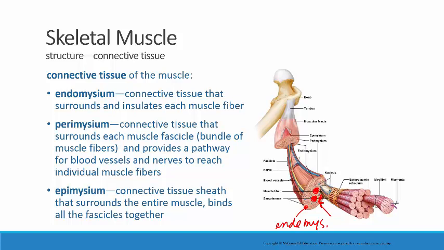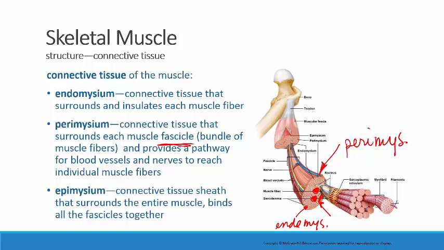Perimysium is found surrounding a cluster of muscle fibers and creates what's called a fascicle. Here's the term fascicle. So the perimysium surrounds a bundle of these muscle fibers and creates this clump of muscle fibers that are all bound together, first by their endomysium and then completely surrounded by the perimysium.